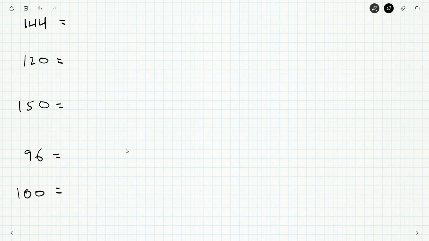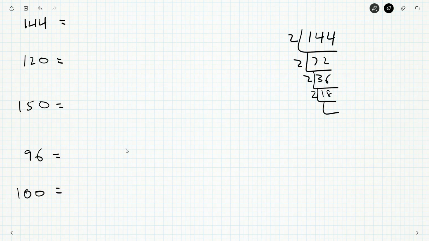One thing I do is I say, well, 144, I can divide it by 2, so that leaves me with 72. I can divide that by 2, that leaves me with a 36. I can divide that by 2, and that leaves me with an 18. I can divide that by 2, and that leaves me with a 9. I can divide that by 3, and so I get my primes this way. So I've got 4 2s, 2 3s.